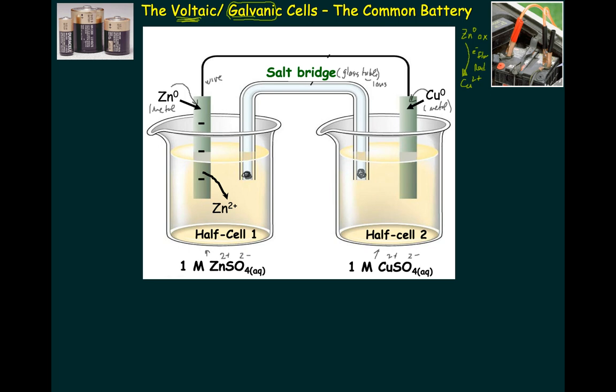As soon as we connect this with a wire from one to the other, we're going to have zinc 0 become zinc 2 plus, and it's going to lose 2 electrons. So that zinc is going to become 2 plus. The 2 plus comes off this piece of metal and goes into the solution.